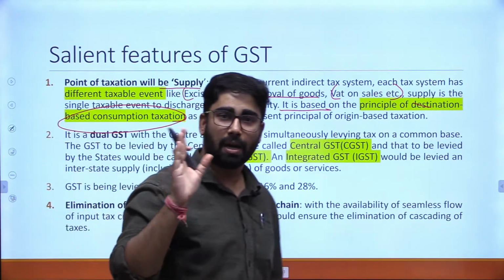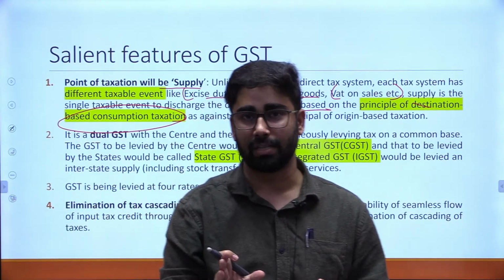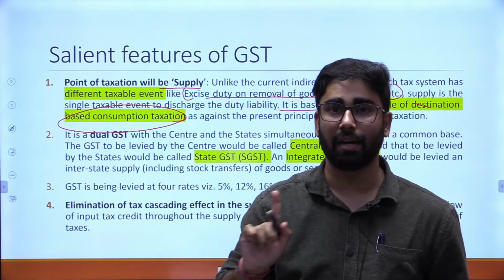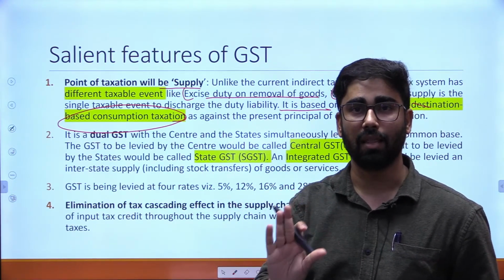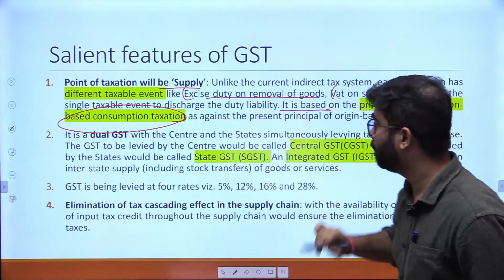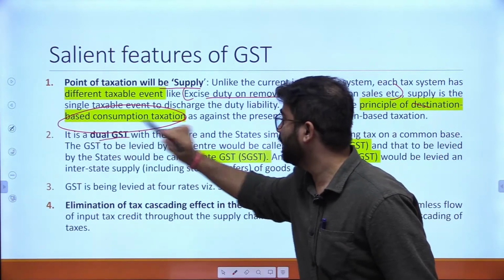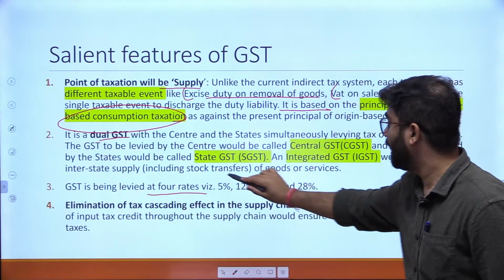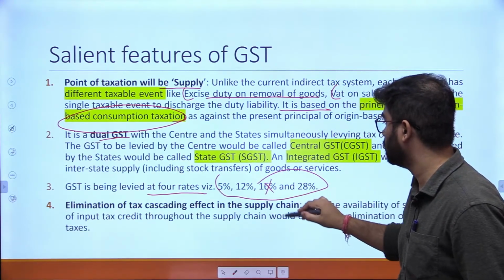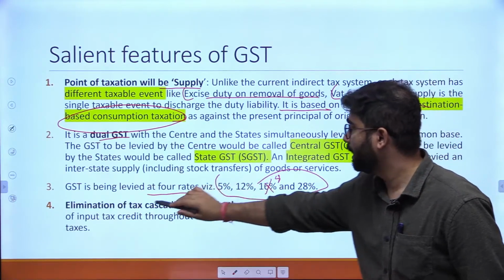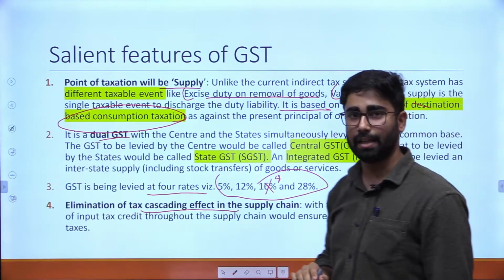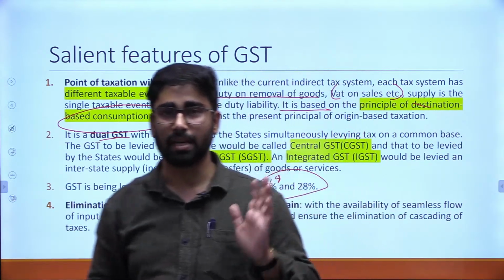That is, where the goods and services are consumed, the tax will apply there. A simple and clear definition is provided within the Act. Okay, so this is the first salient feature. Dual GST we have already discussed. GST is being levied at 4 rates: 5, 12, 18 (this is not 16), and 28%. Then elimination of the tax cascading effect in the supply chain. Tax cascading we will see shortly.